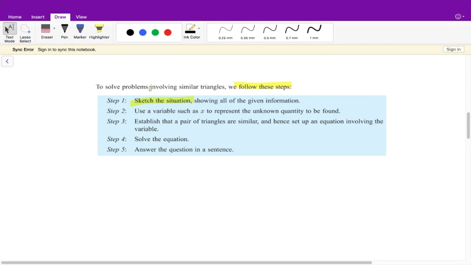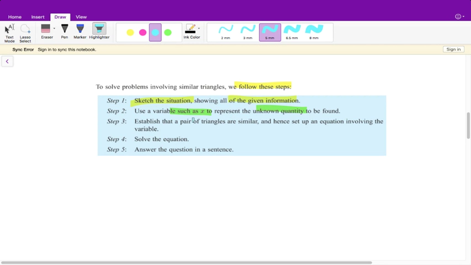how we set it up and how to solve. And then also, after you sketch it, you must show all the given information. Fill it all out, everything that you know. And then whatever it is that you're trying to solve for, use a variable to represent it. So x to represent the unknown quantity to be found. You can use any variable you want, though. It does not have to be x.